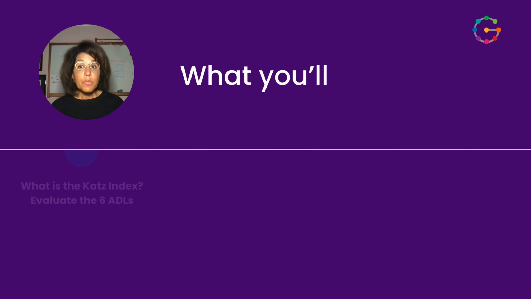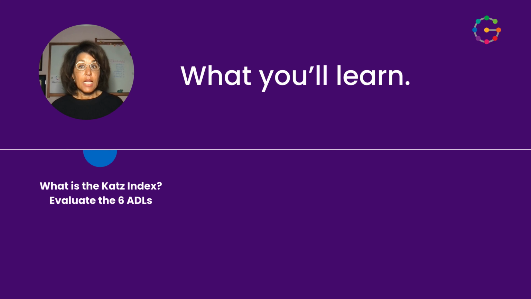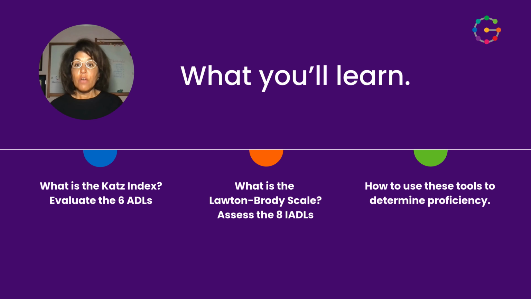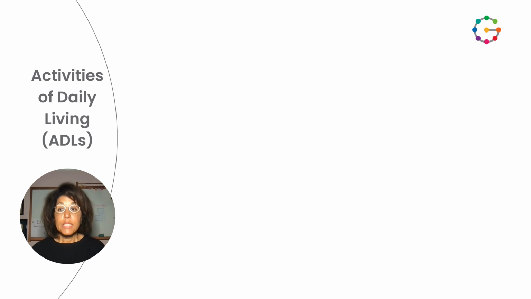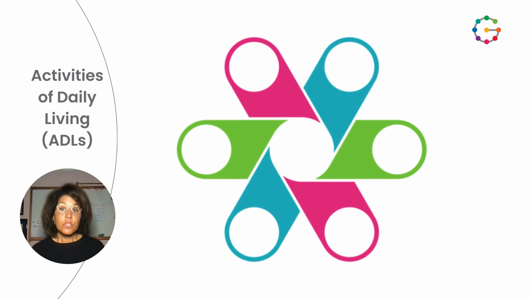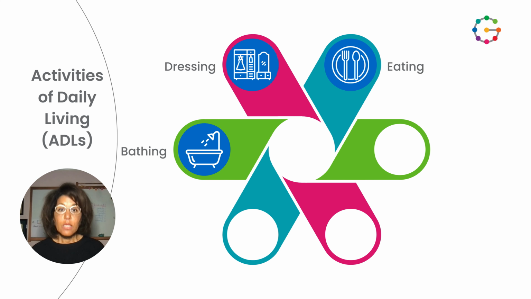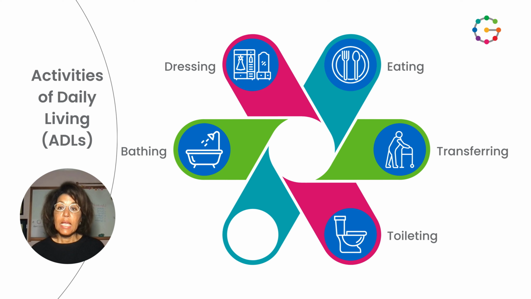In this video, I'm going to explain the Katz Index and how it works for the 6 activities of daily living. Then I'm going to explain the Lawton-Brody Scale and see how it measures the instrumental activities of daily living. In both cases, we're going to talk about how you can use these tools to measure your loved one's proficiency. First, let's focus on the 6 activities of daily living. To recap, those are bathing, dressing, eating, transferring, toileting, and continence.